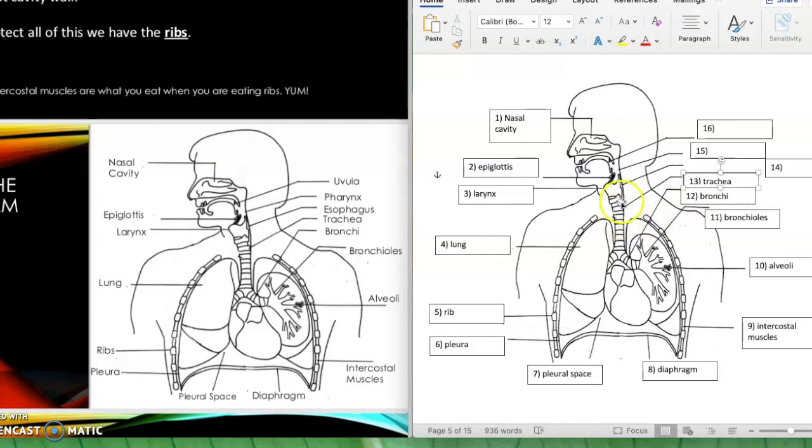So we can see the trachea here, and we have to remember that the trachea is the windpipe. So this is kind of our main branch before we start branching off into our bronchi and bronchioles. So just remembering the trachea is also the windpipe.